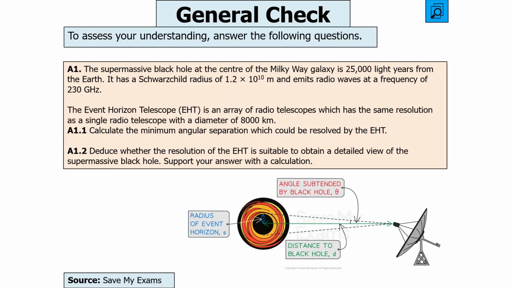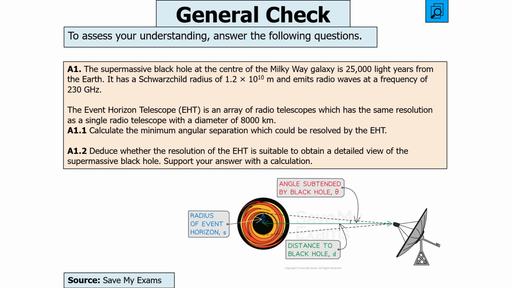The next question says, the supermassive black hole at the centre of the Milky Way galaxy is 25,000 light years from the Earth. It has a Schwarzschild radius of 1.2 times 10 to the 10 meters and emits radio waves at a frequency of 230 gigahertz. The Event Horizon Telescope is an array of radio telescopes which has the same resolution as a single radio telescope with a diameter of 8,000 kilometers.